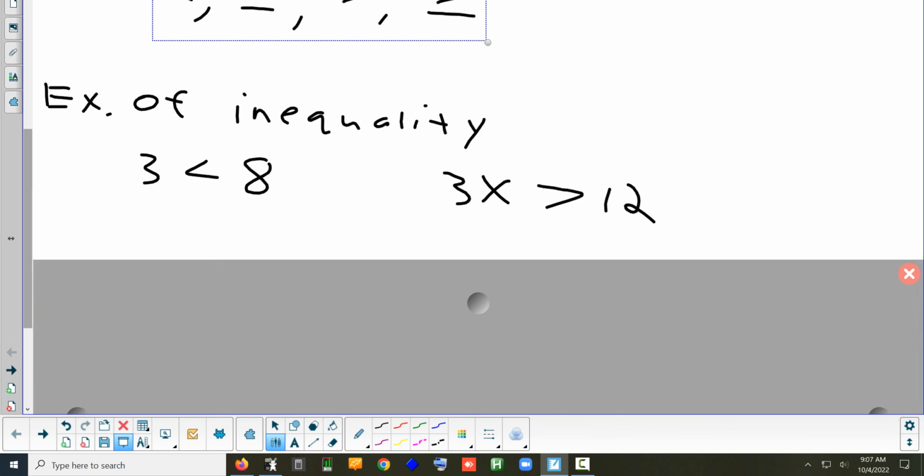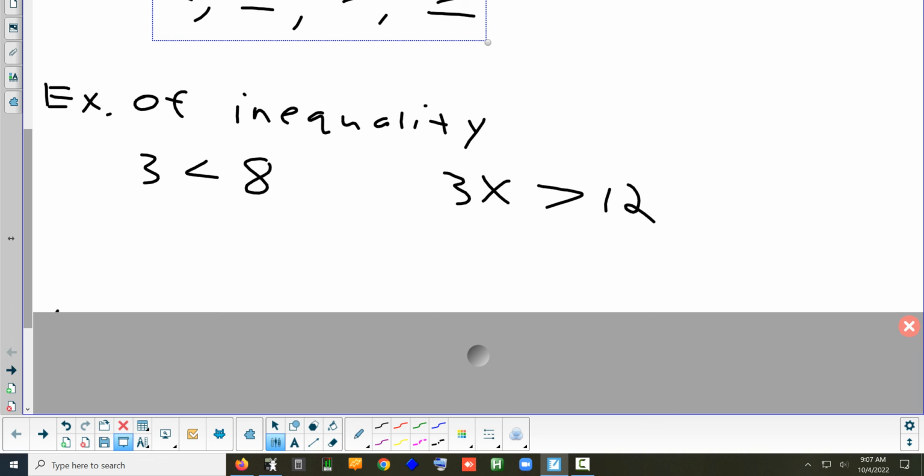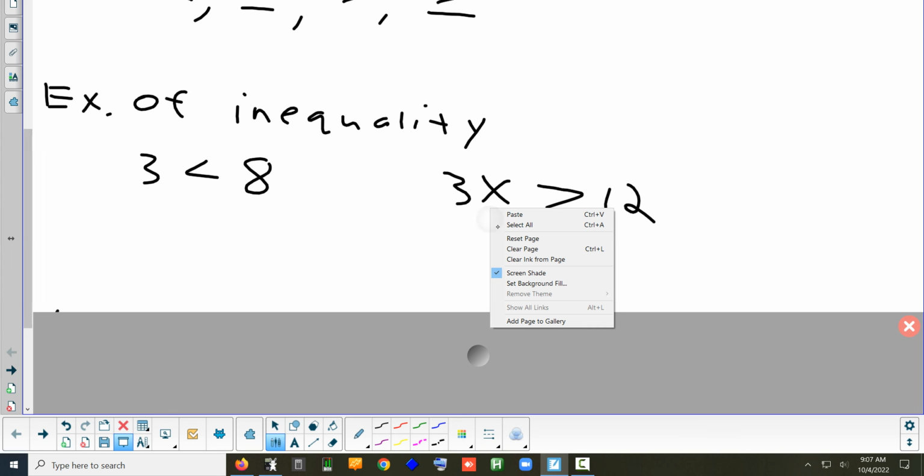And there's a couple examples of inequalities. The one on the left is just a true statement. The one on the right is a conditional inequality. And it could be true if you pick the right value for x.